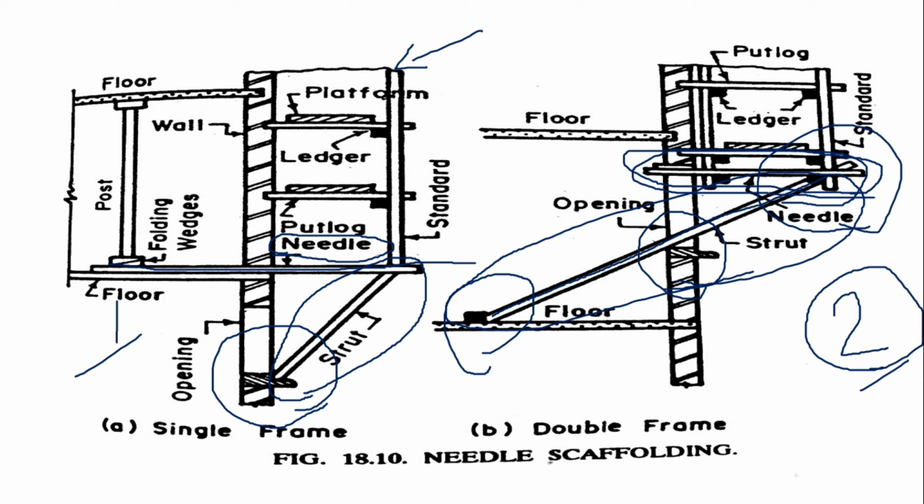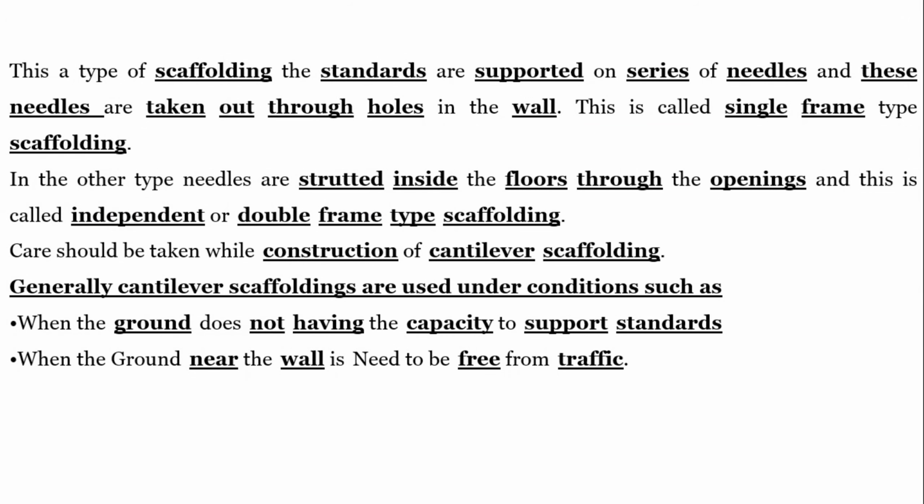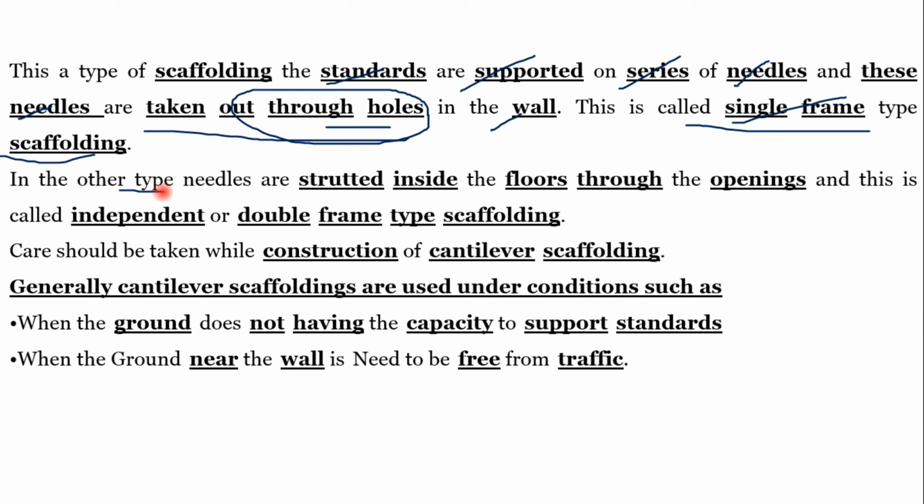Okay, so this is relevant to the third condition, and that third condition is needle, or what is another name? Cantilever. Very good. Cantilever scaffolding. This is the type of scaffolding where the standards are supported on a series of needles, and these needles are taken out through holes in the wall, as we discussed earlier, and this is called the single frame type of scaffolding. Another one is where the needles are strutted inside the floor through the opening, and it is called the independent or double frame type of scaffolding.